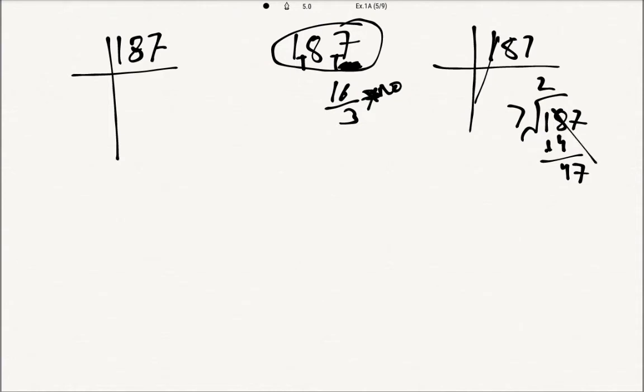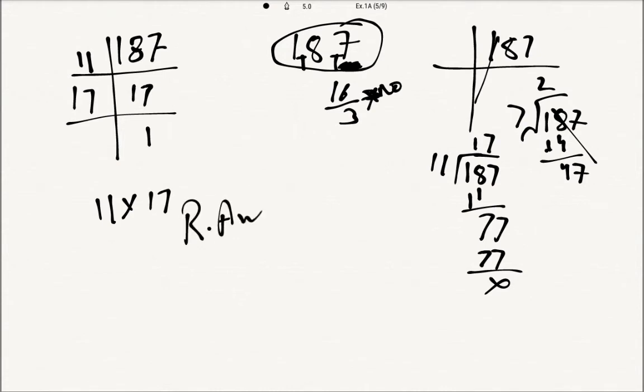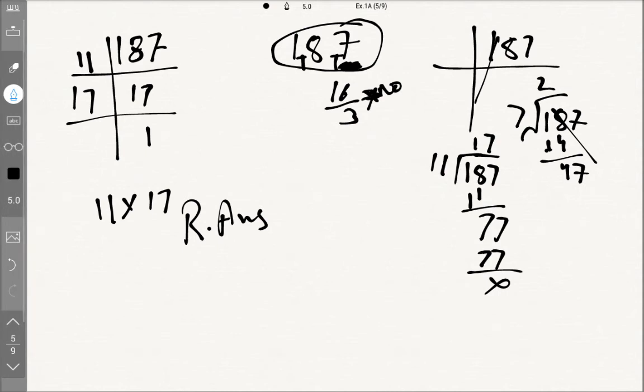Okay, then we will use 11. 187, 11 1s are 11, 7 7, so 11 77. So we can divide by 11: 11, 17, and 17 is prime. So 11 multiplied by 17 is the required answer. So now we will move further.